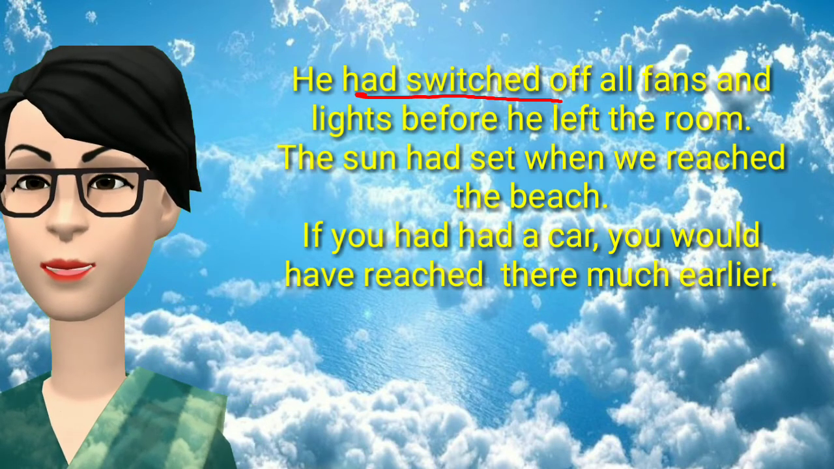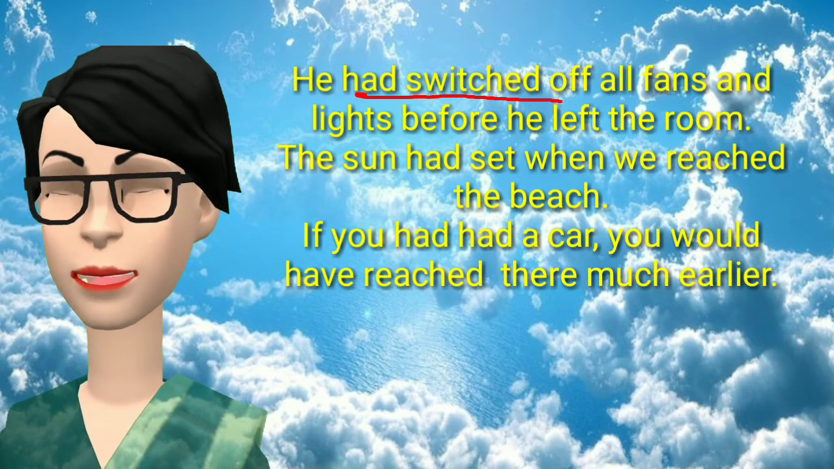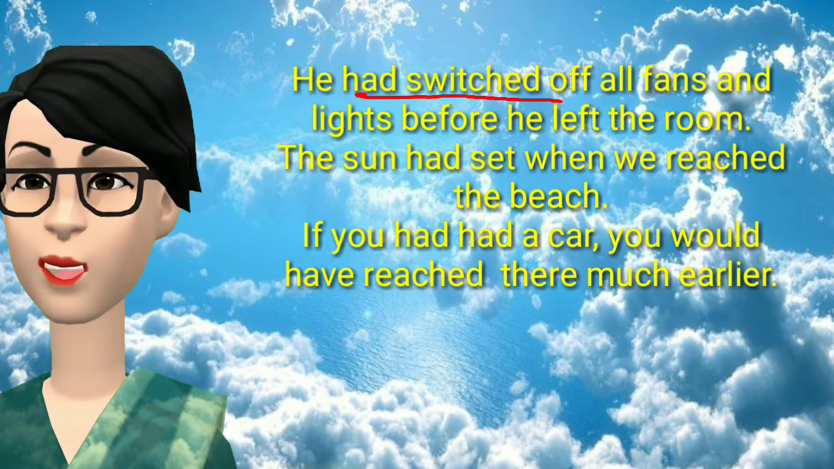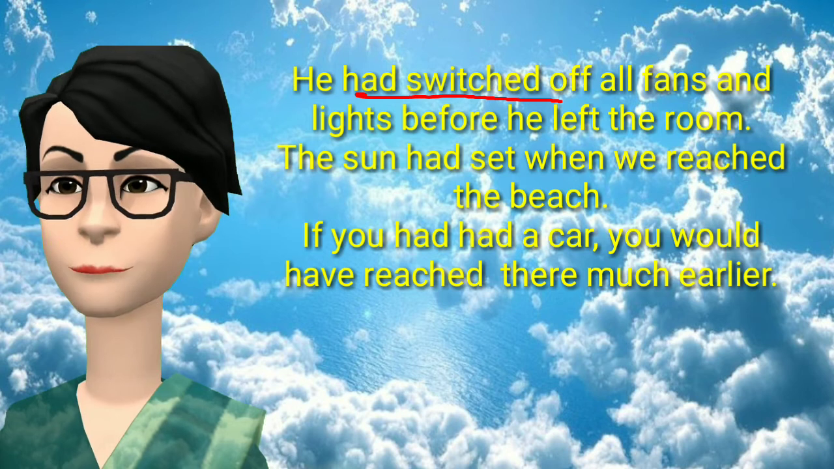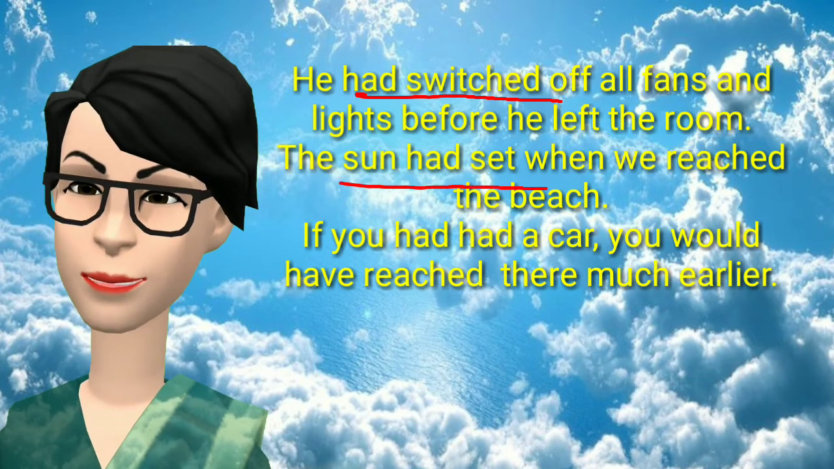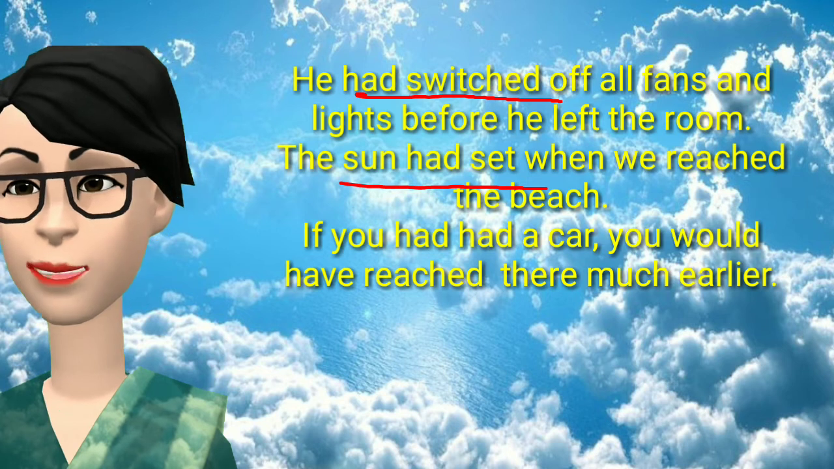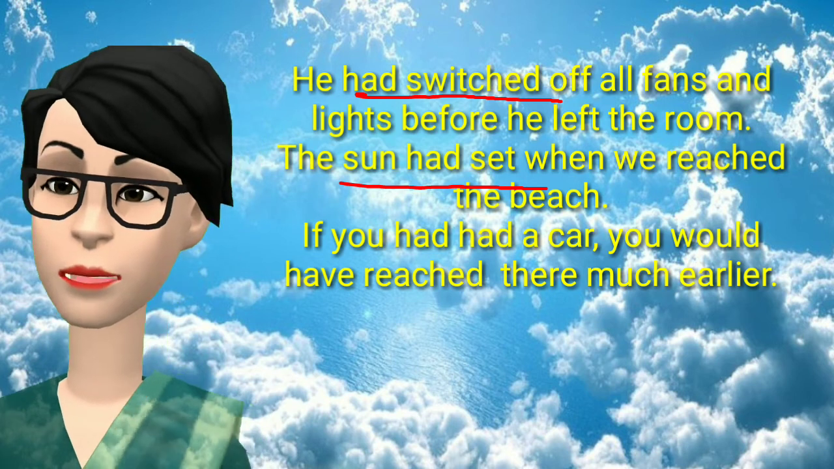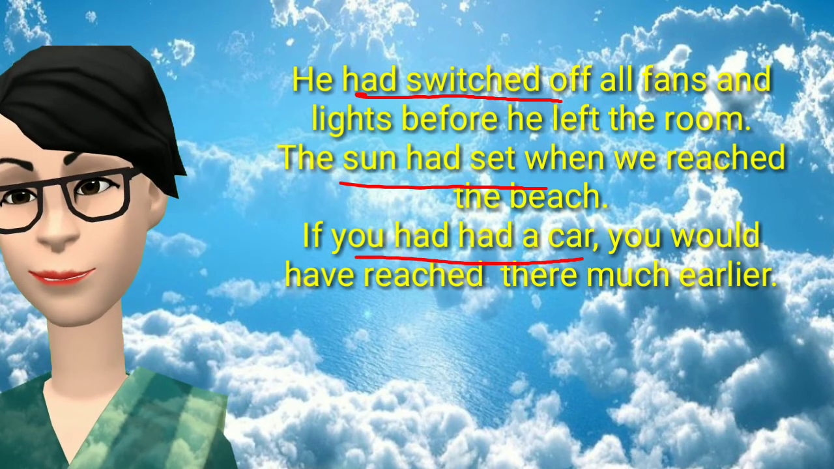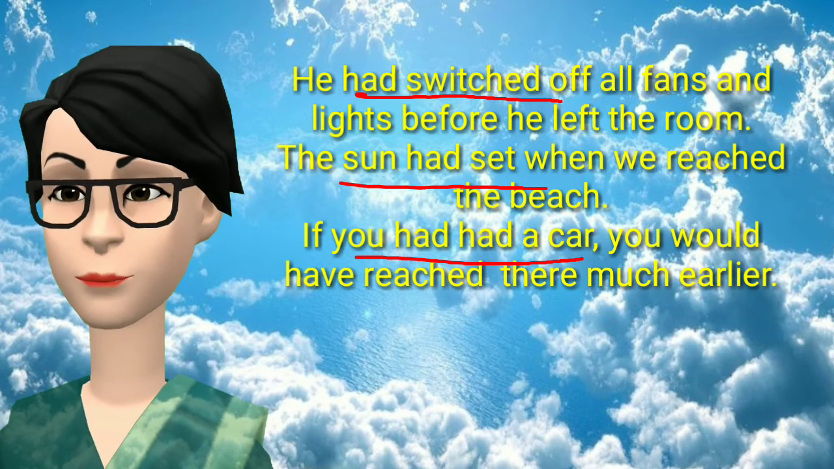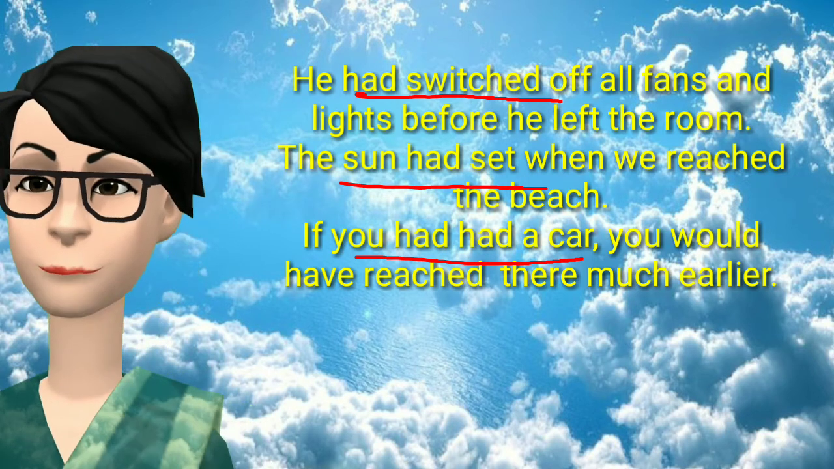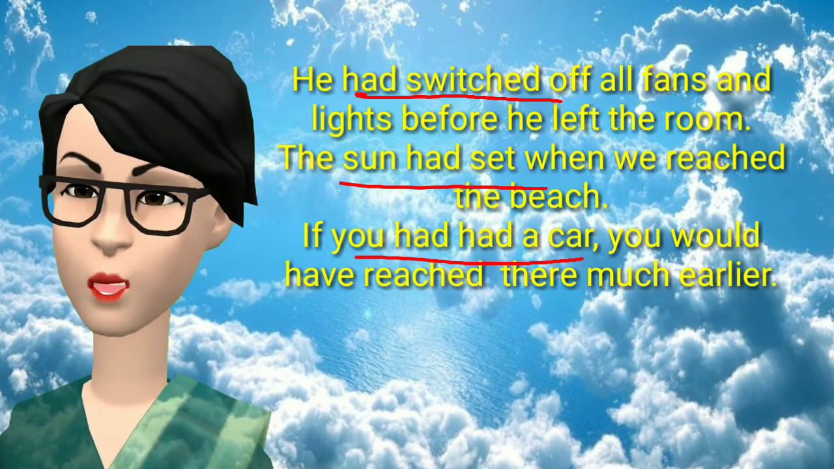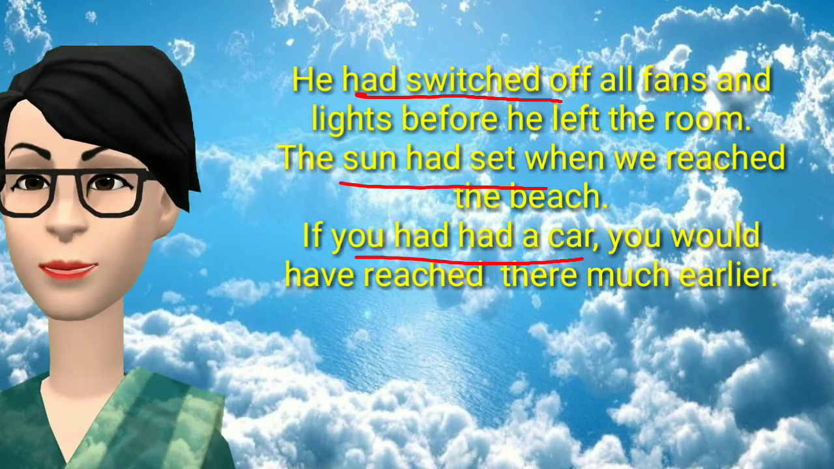So two actions took place in the past, and the earlier action is to be written in past perfect and the second one in simple past tense. Look at the second example. The sun had set. That was the earlier action. After that only we reached the beach. Now look at the third sentence. It's a conditional sentence. If you had had a car. So when you start a conditional sentence with past perfect tense, it should be followed by would have plus past participle form of the verb. That is the rule used in the third sentence.